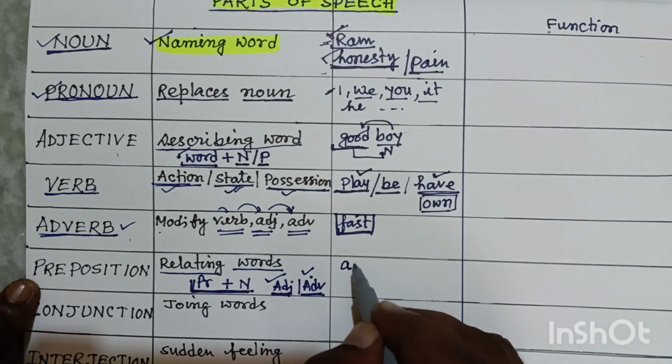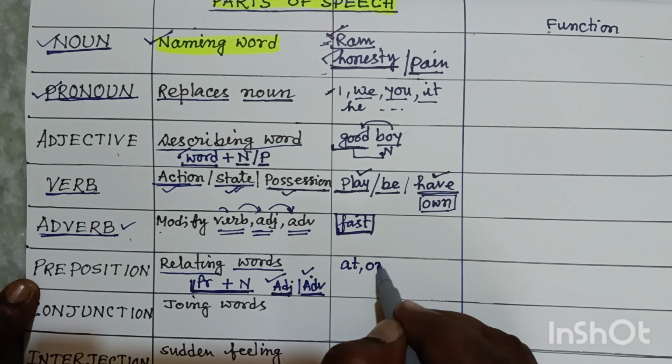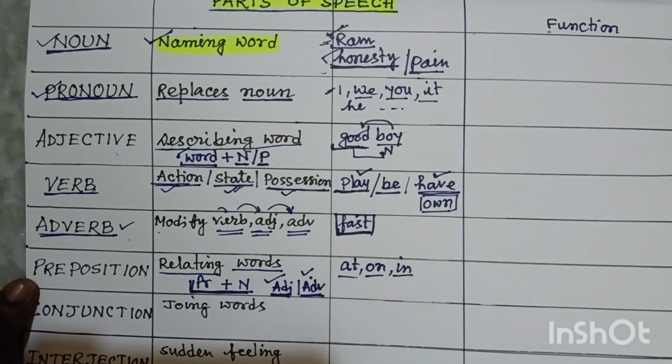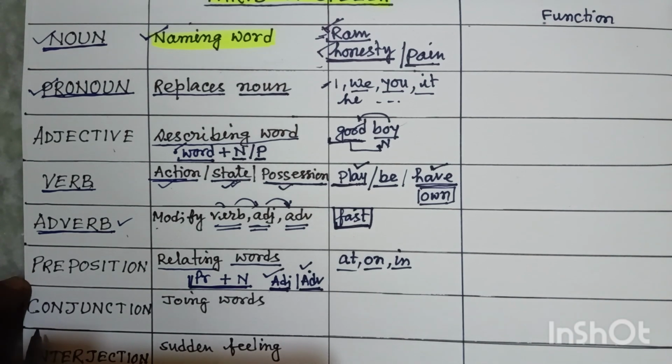Just like these ones, these are the examples of prepositions. These are very common things, you all know this. And another group that is called conjunction.